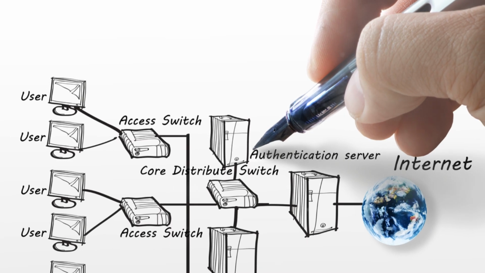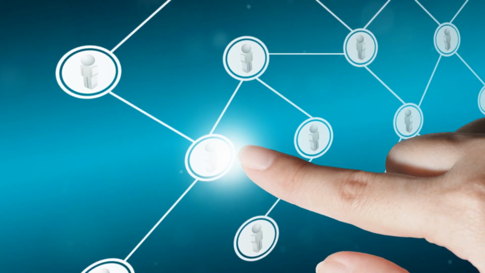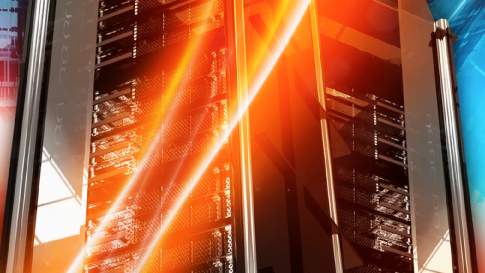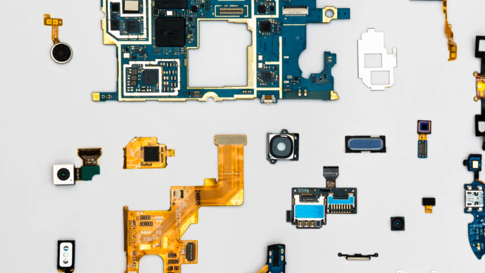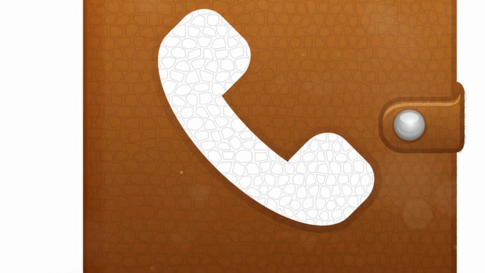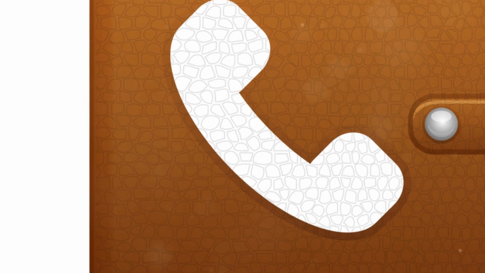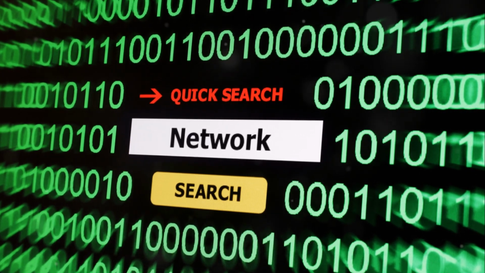Another example is ARP, or Address Resolution Protocol. ARP plays a crucial role in network communication. This is used to find the MAC address of a device when you know its IP address. The MAC address is a unique identifier for network interfaces. Think of it like looking up someone's phone number in a phone book when you know their name.